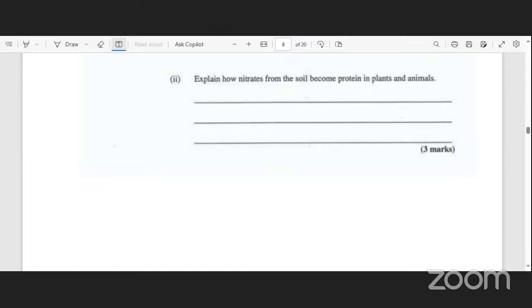So first thing first, when answering this question, we need to also talk about nitrogen fixation, right? Which allows for nitrogen gas to be converted to nitrates in the soil. So we need to talk about that part. When it is converted to nitrates in the soil, the plants later absorb the nitrate by assimilation to be used up in the plants as protein.